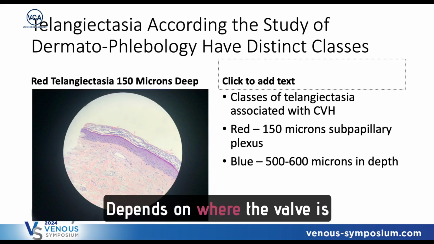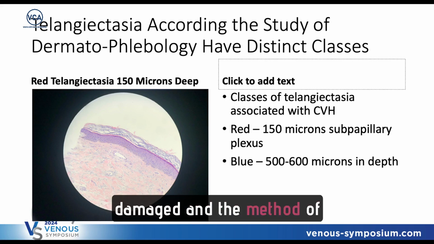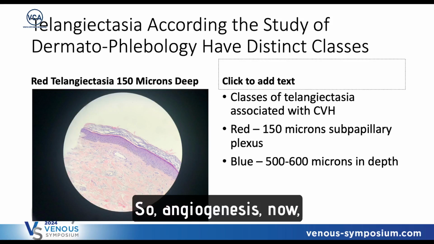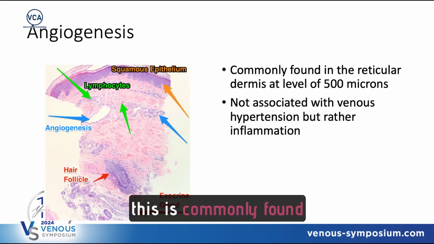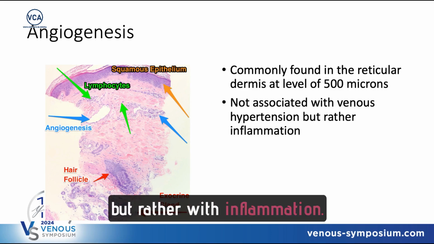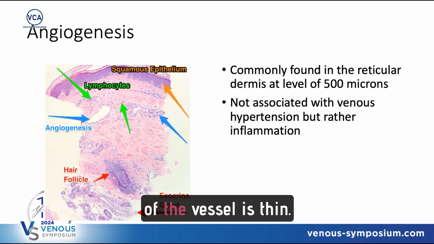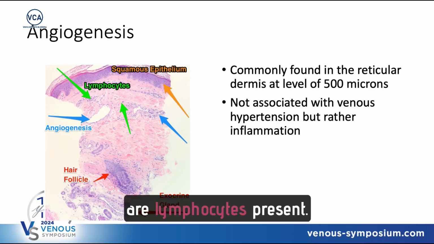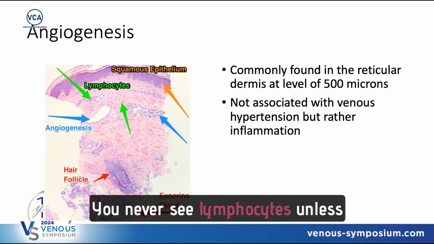Depends on where the valve is damaged and the method of pressure transmission. So, angiogenesis. Now this is commonly found in the reticular dermis. It's the same level that the blue telangiectasia occur. It's not associated with venous hypertension, but rather with inflammation. You can see here the wall of the vessel is thin. There are lymphocytes present. You never see lymphocytes unless you have inflammation.